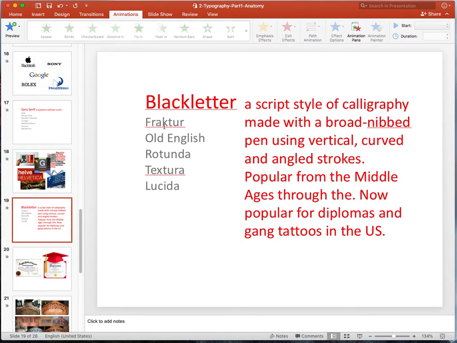Good old black letter: Fraktur, Old English, Rotunda, Textura, and Lucida. Again, connections with the Middle Ages. This is a copy of how people used to actually write with a quill or a crow quill, actually made out of a feather that was cut and blunted off. And right now, it's very popular. Oddly enough, for diplomas, it ascribes to a higher level of learnedness. It harkens back to the old days, right? And it's also used for gang tattoos in the United States, so go figure.